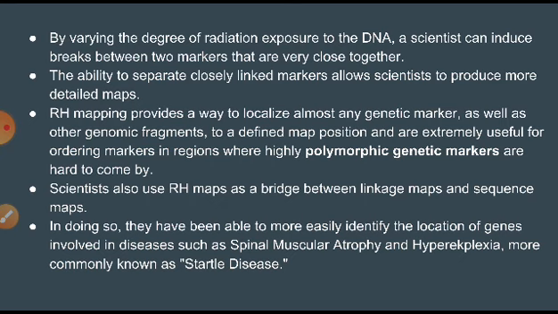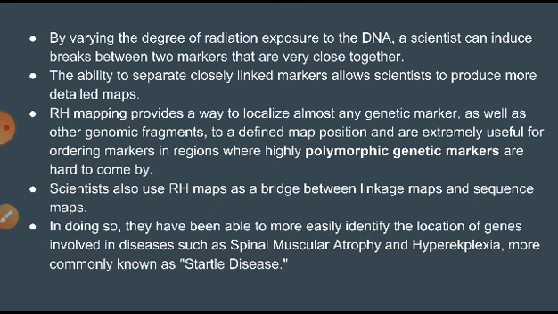Here one more term is included, called polymorphic genetic markers. So RH mapping provides a way to localize almost any genetic marker. What you are doing is that there are different markers, and you are localizing exactly where that marker, as well as other genomic fragments, sit at a defined map position. RH mapping is extremely useful for ordering markers in regions where highly polymorphic genetic markers are hard to come by.